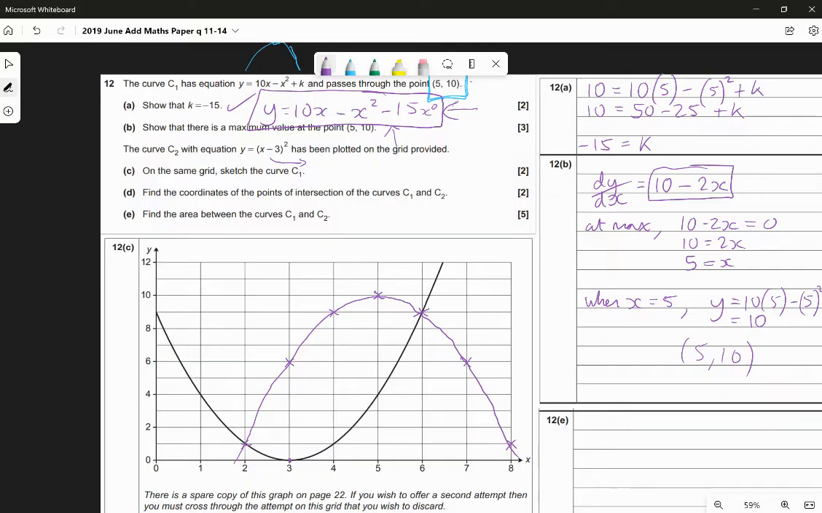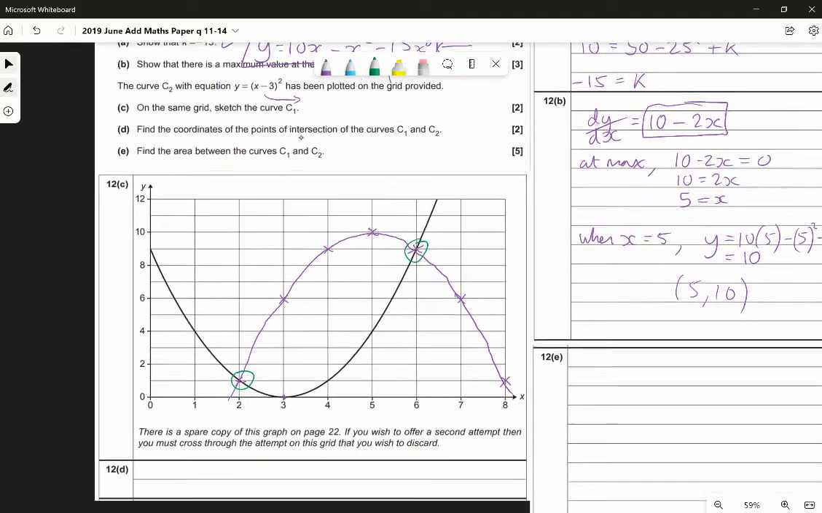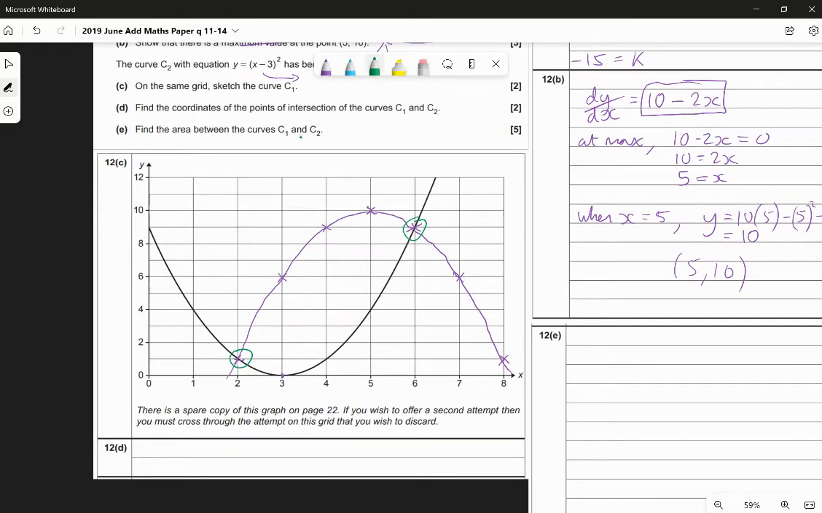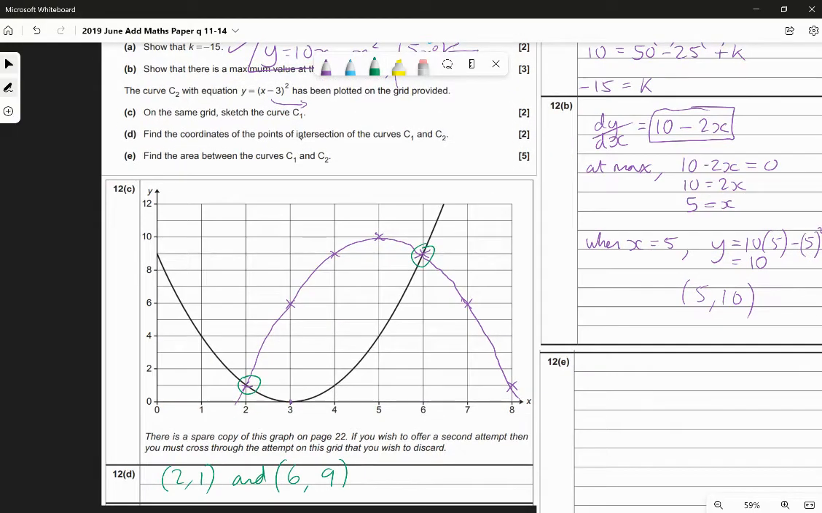Find the coordinates of the points of intersection of the curves C1 and C2. Well, by plotting it, I've got the coordinates of the intersection. That's these green points there and there. That's where they cross. So for part D, all I need to write down is that they cross at (2, 1) and (6, 9). Those are the two coordinates of the points of intersection of the curves.